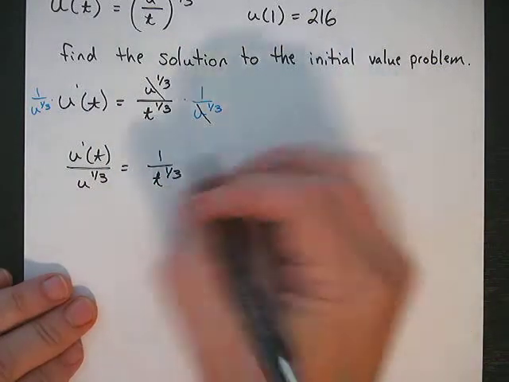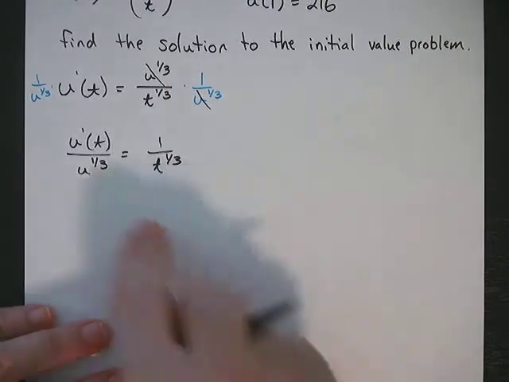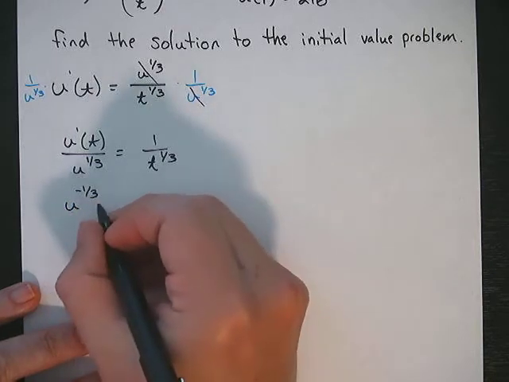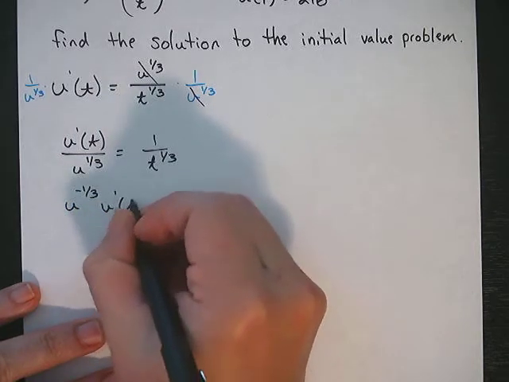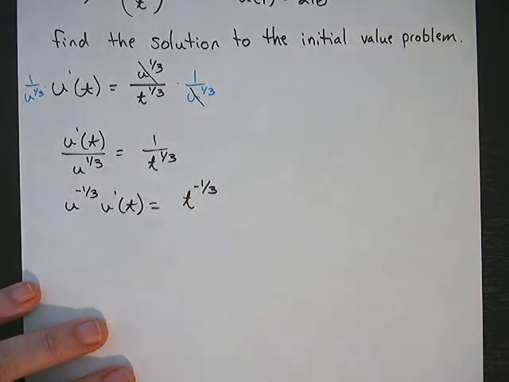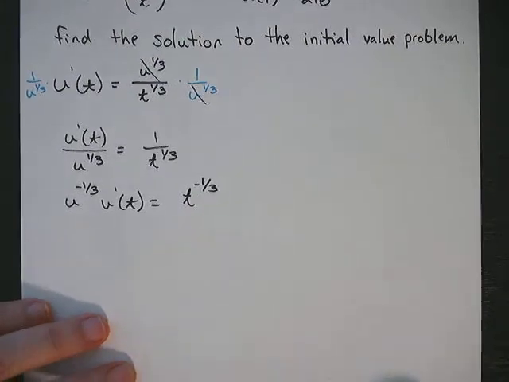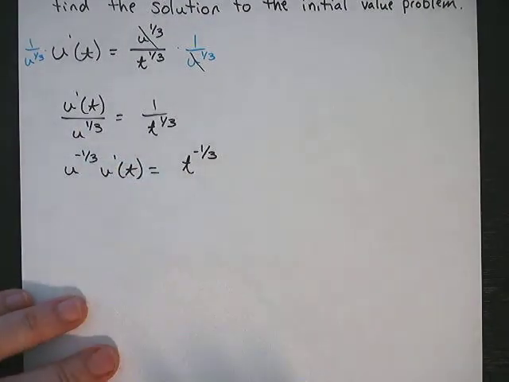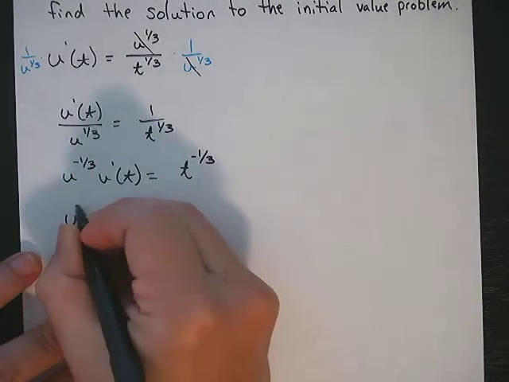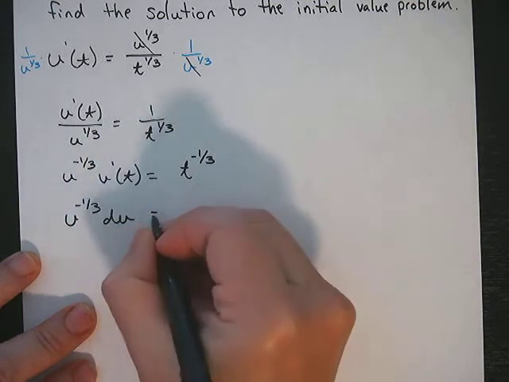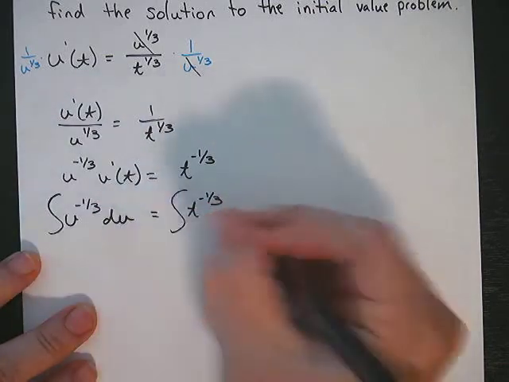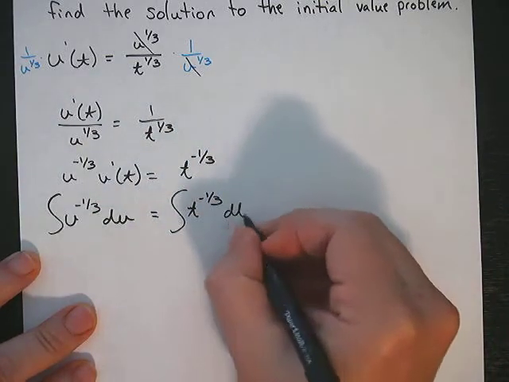Okay. Now let's go ahead and bring those up to the top and make the exponents negative. So this becomes u to the negative 1/3 times u prime of t is equal to t to the negative 1/3. Now I'm going to rewrite the u prime of t as just du, and then I'm going to integrate both sides. So u to the negative 1/3 du is equal to t to the negative 1/3, and I'll integrate both sides and put a little dt on that side.